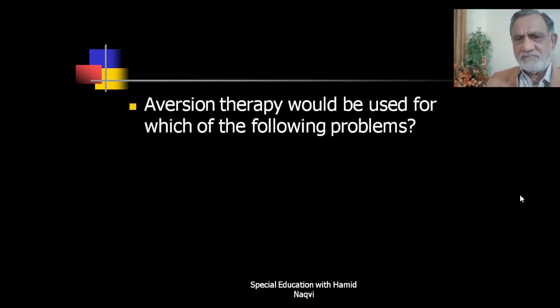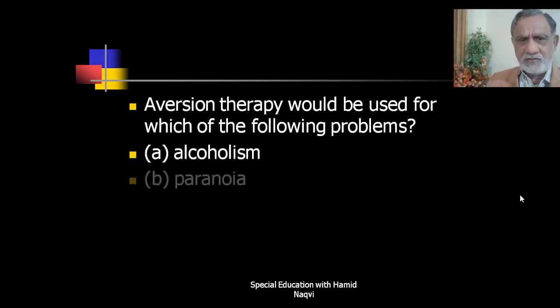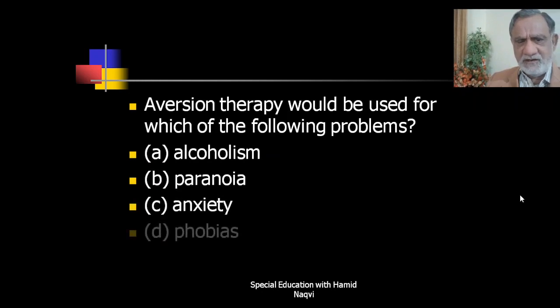Aversion therapy would be used for which of the following problems? Alcoholism, paranoia, anxiety, or phobias. Correct is alcoholism.